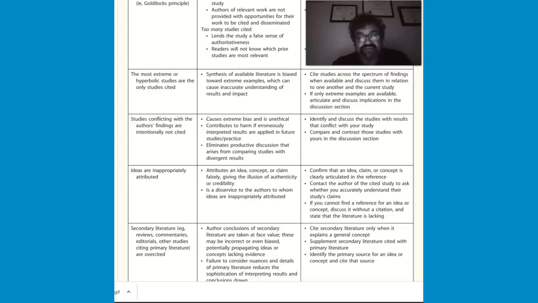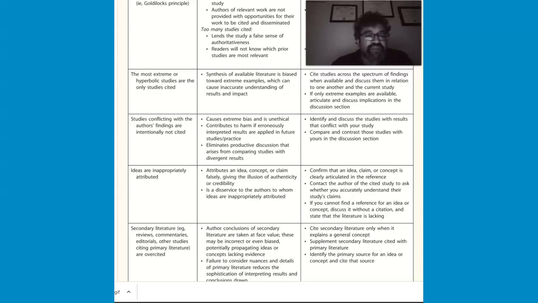However, with that said, I think it is important to look at similar studies and compare your findings with other studies, and see if there are any differences, and explain why you thought your findings were different from the study that was done. And this could be due to just changing one simple parameter within another study. So to avoid this, identify and discuss the studies with results that conflict with your study. Compare and contrast those studies with your own.